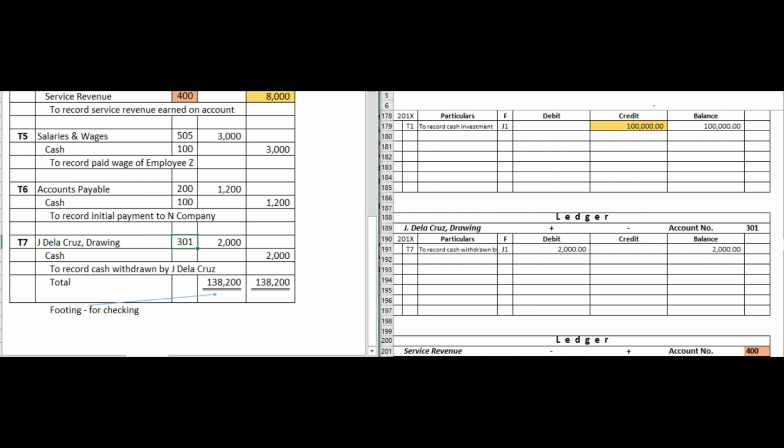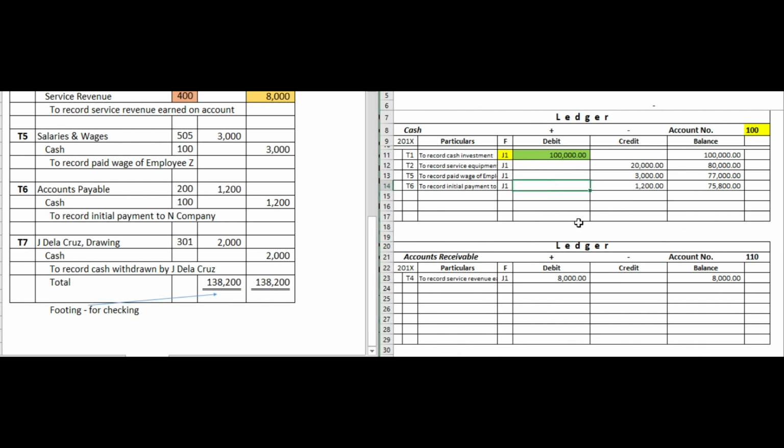Cash, ulit. Nagbayad siya. Cash, transaction 7. Explanation. Dito galing always yung explanation. J1. Then, magkano? 2,000. Balance, 73,800. Okay. So, pagkatapos niyan, kahit printed yan, pwede nyo siyang i-save. Okay? Try nyo pindot. Save. Ayan. Okay? So, proceed na tayo.